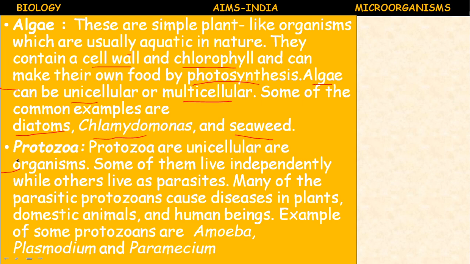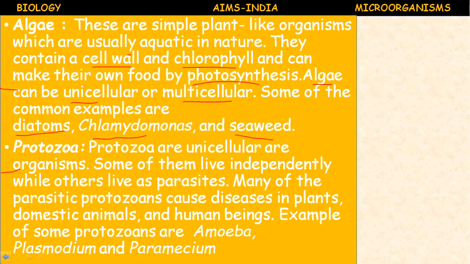Next microorganism is protozoa. So far we have completed bacteria, fungi, algae. Now the fourth one is protozoa. Protozoa are unicellular organisms. Some of them live independently, solitary, while others live as parasites. Many parasitic protozoans cause diseases in plants, domestic animals, including human beings also. We also get some protozoan diseases like malaria.